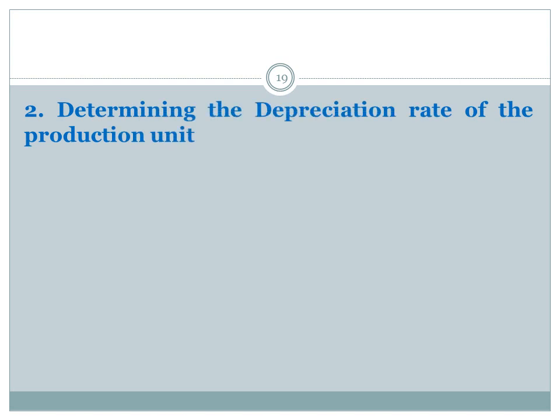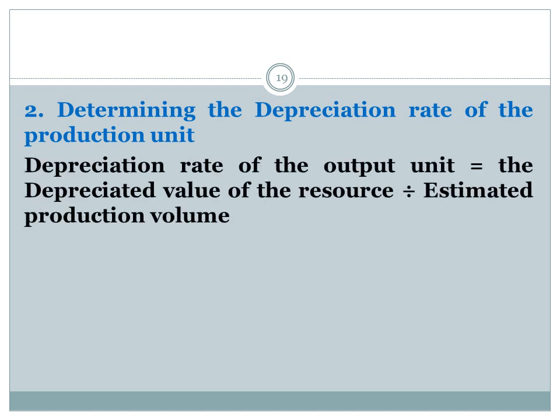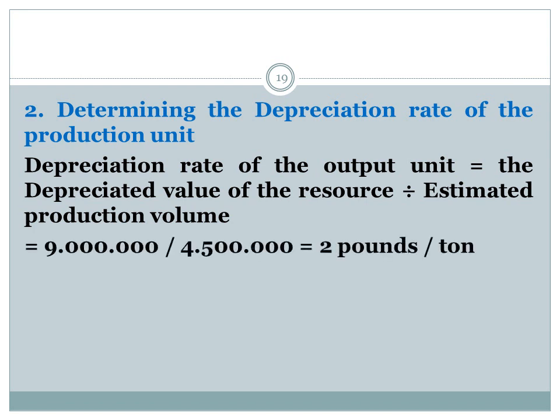Two, determining the depreciation rate of the production unit. Depreciation rate equal the depreciable value of the resources divided by estimated production volume. So 9 million divided by 4,500,000 equal 2 pounds per ton.